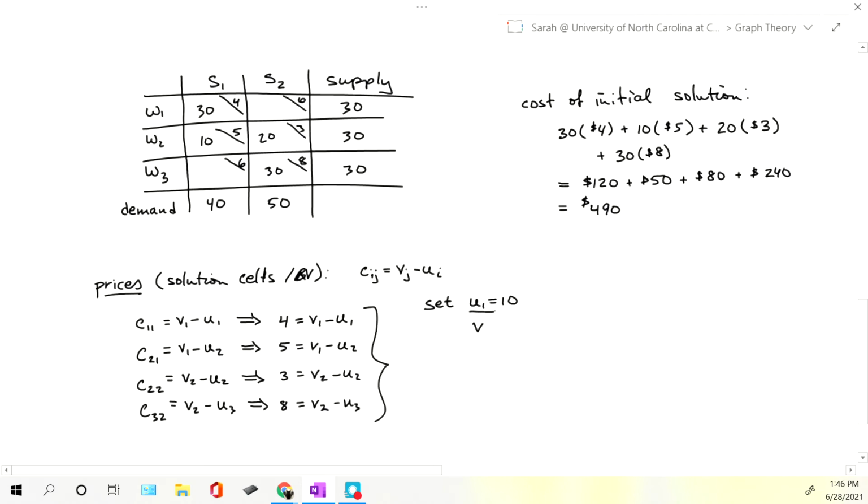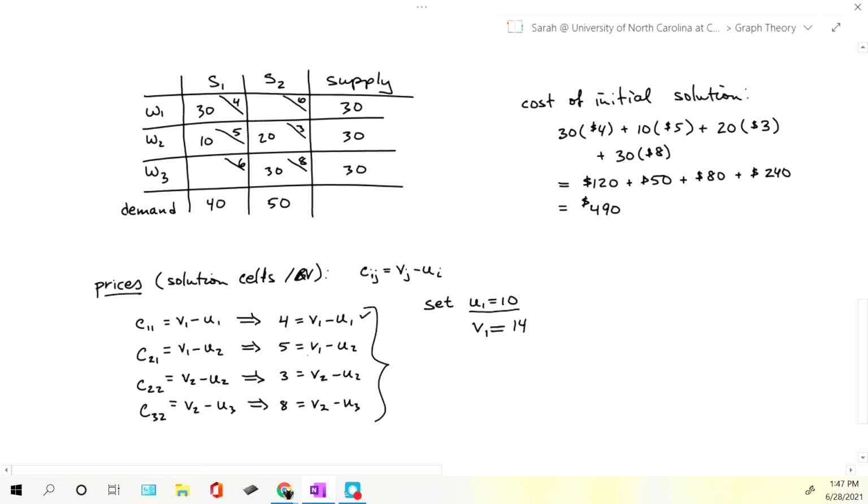This is why we had to start off by setting U1 equal to 10, because we had to be able to start somewhere to actually solve for one of the two values of U and V. So here, V1 would equal what? That would equal 14. Why? Add the U1 to the other side. So now we know these two guys.